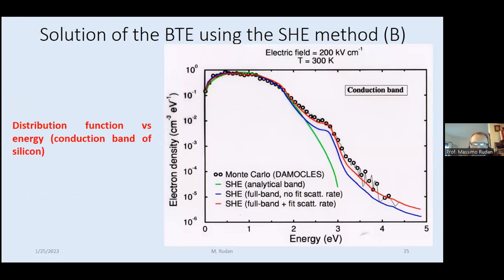And the color curves refer to the solution by the spherical harmonics expansion using the analytical bands, green line. The blue line is the full band situation, but no fitting of the scattering rate. And the red line, that is quite good, is using the fitting of the scattering rates.